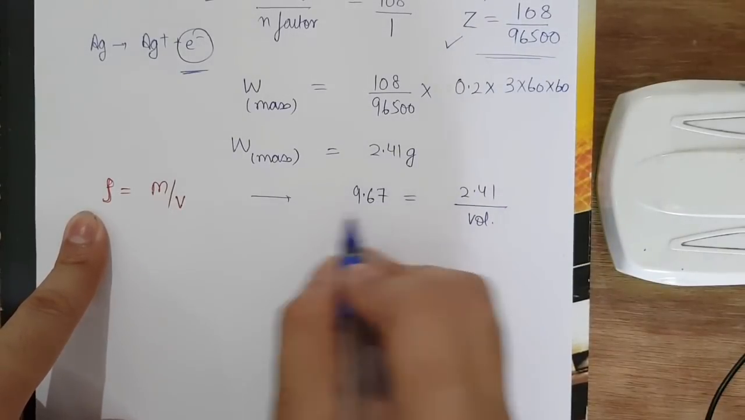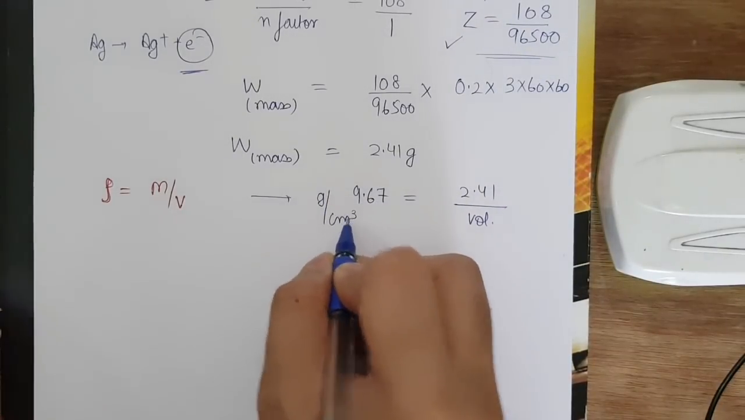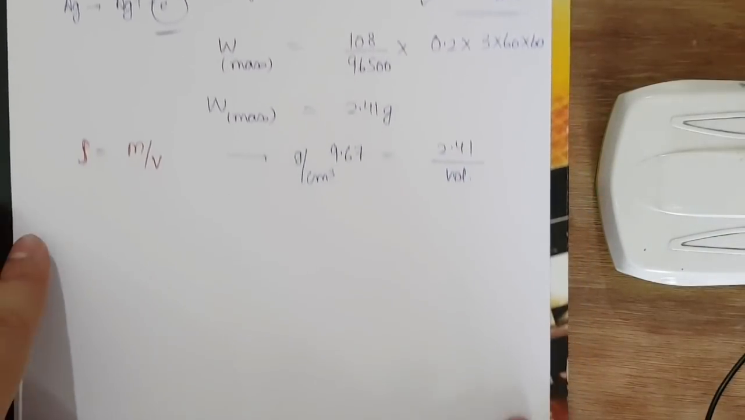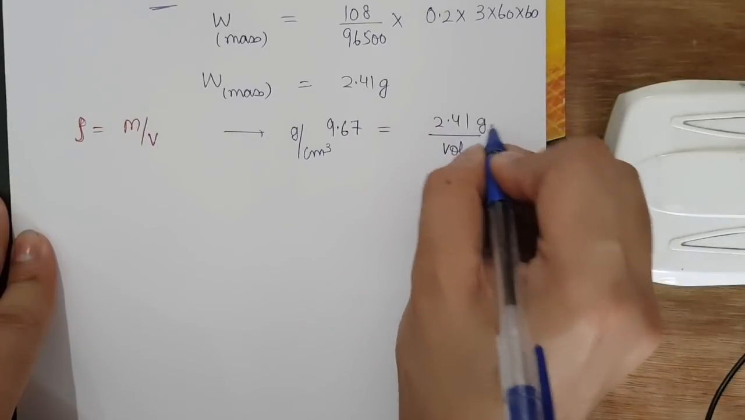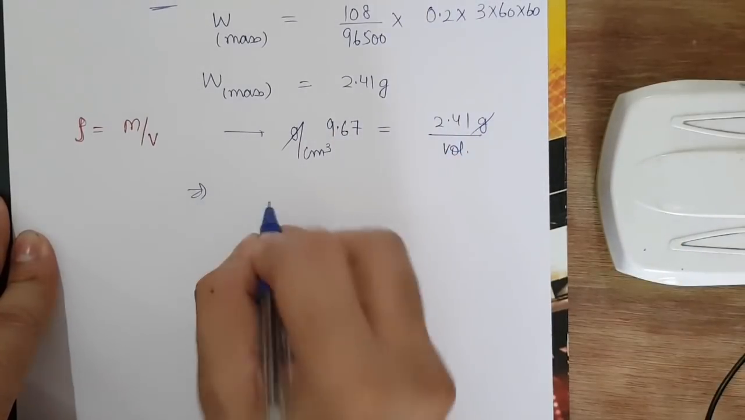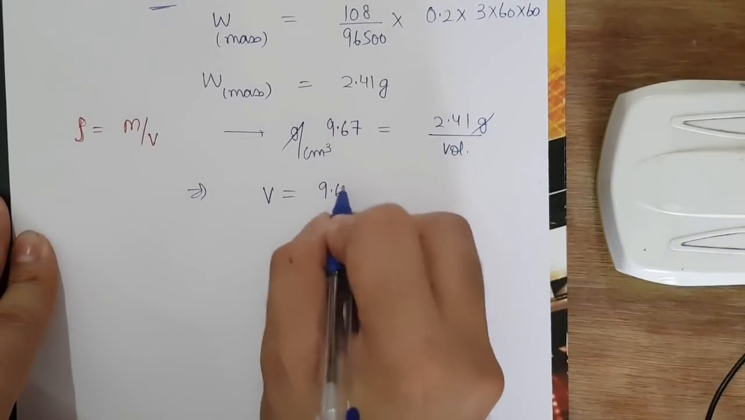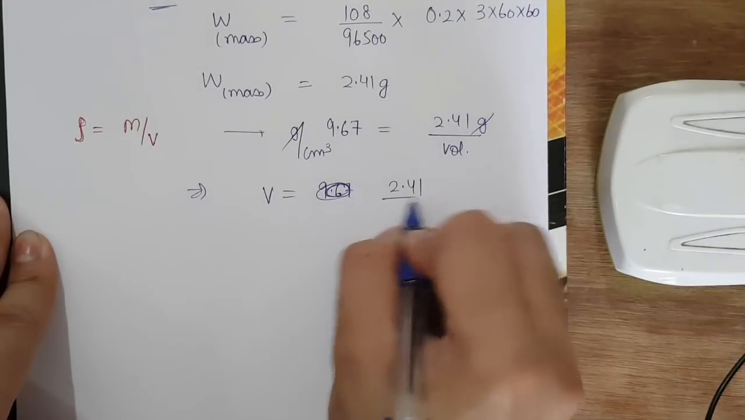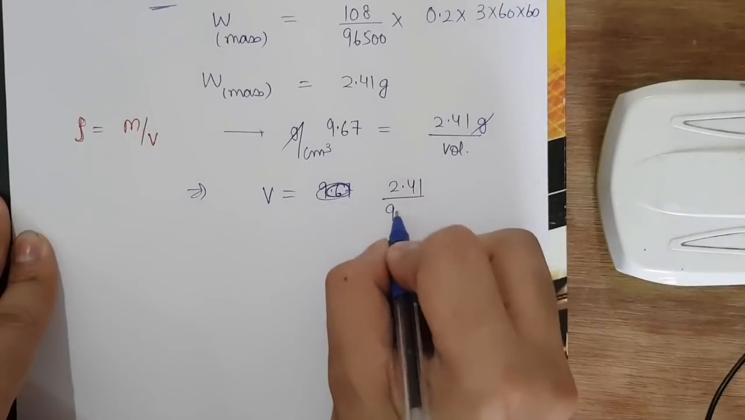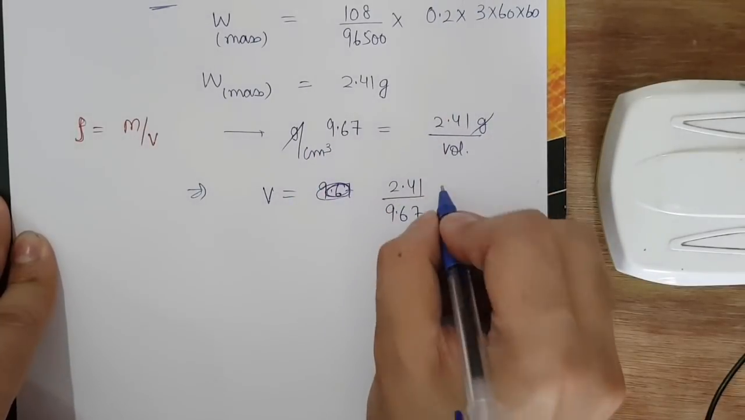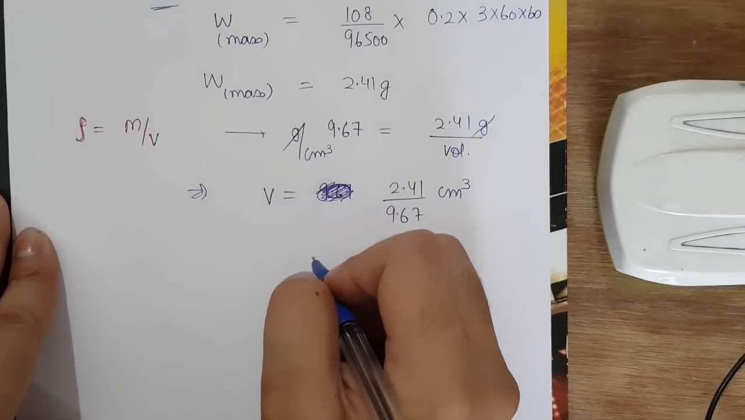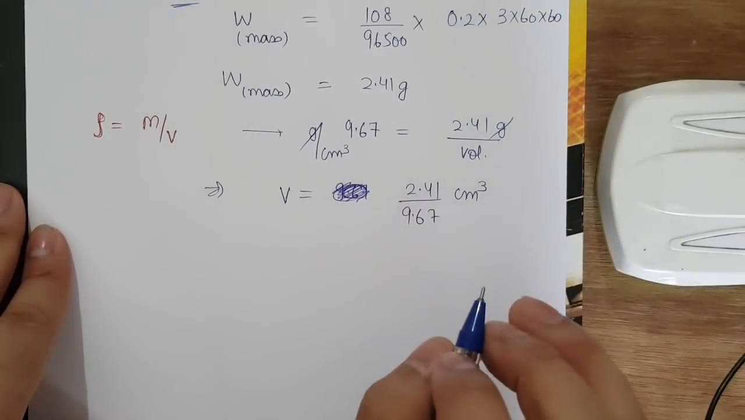Now see, this is in gram per centimeter cube. If you're confused in the units, this is in gram per centimeter cube, so I've written the unit here. 2.41 is in grams, so gram and gram get cancelled out. Sorry, volume comes out as 2.41 upon 9.67, and centimeter cube goes up. So don't get confused between meter cube and centimeter cube. So this is the answer here.